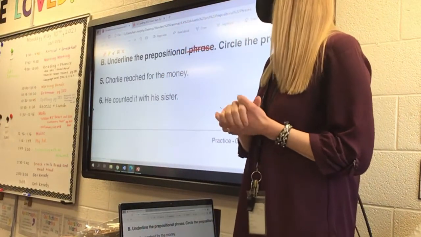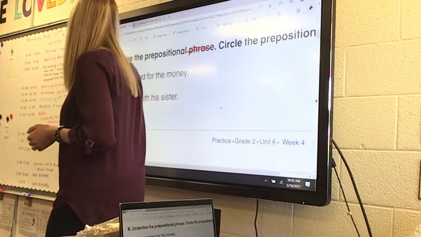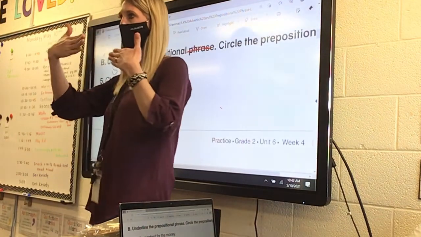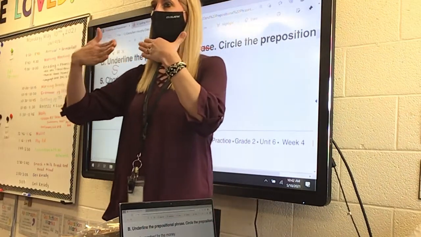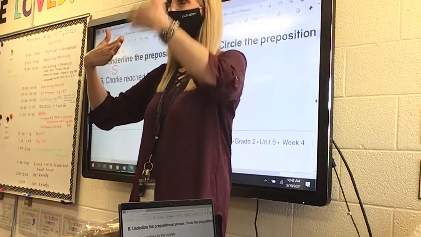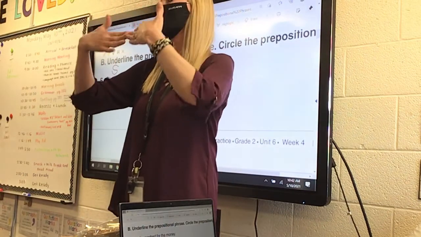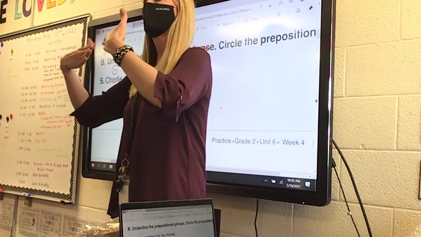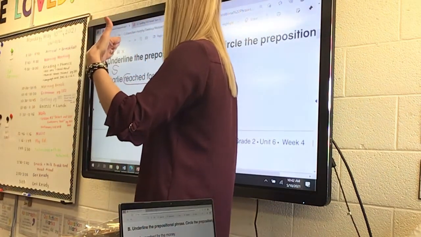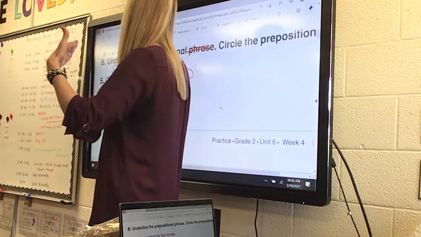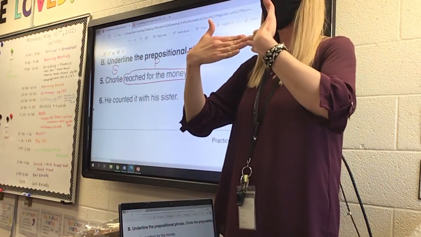So on number 5, it says Charlie reached for the money. So Charlie is my subject. Every sentence has to have a subject. That's one piece of the sentence. So everybody put an S above Charlie. Now, the second part of the sentence is the preposition. What is the subject doing? So Raylan, what is the preposition? What is Charlie doing? He's reaching for it. Yep, he reached for the money. So circle that and put a P above it. That's the preposition. Okay?